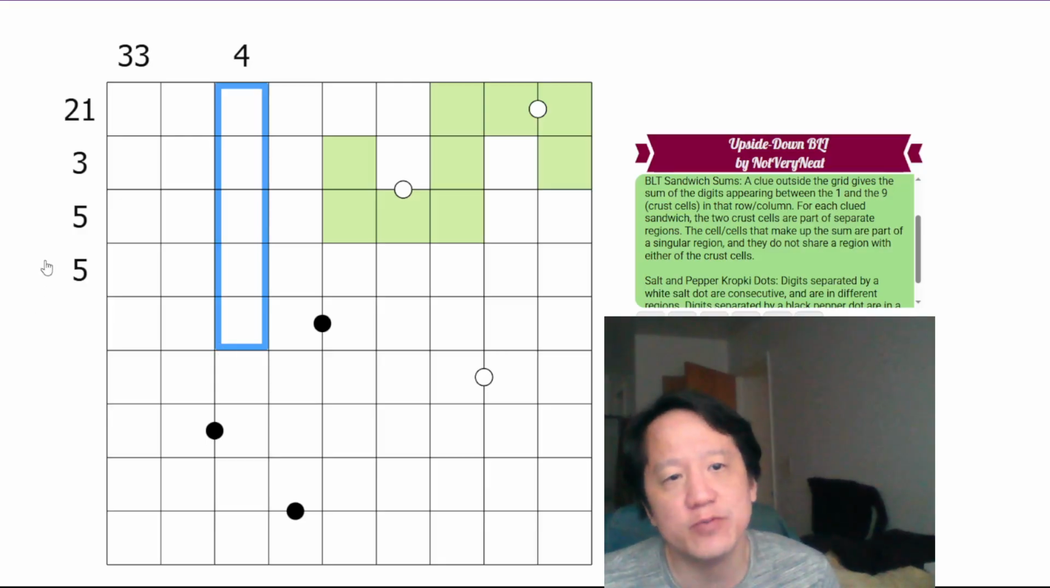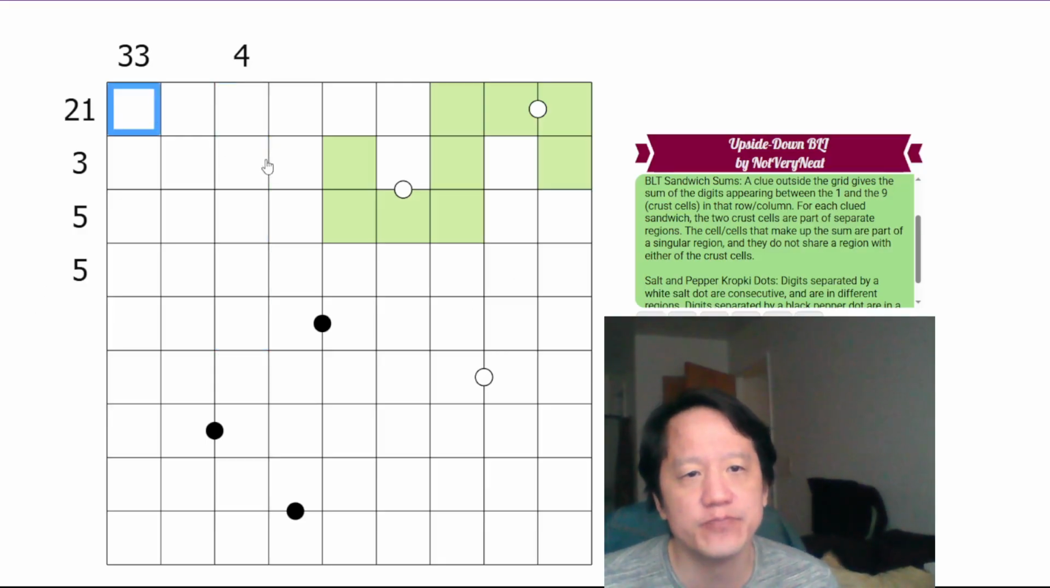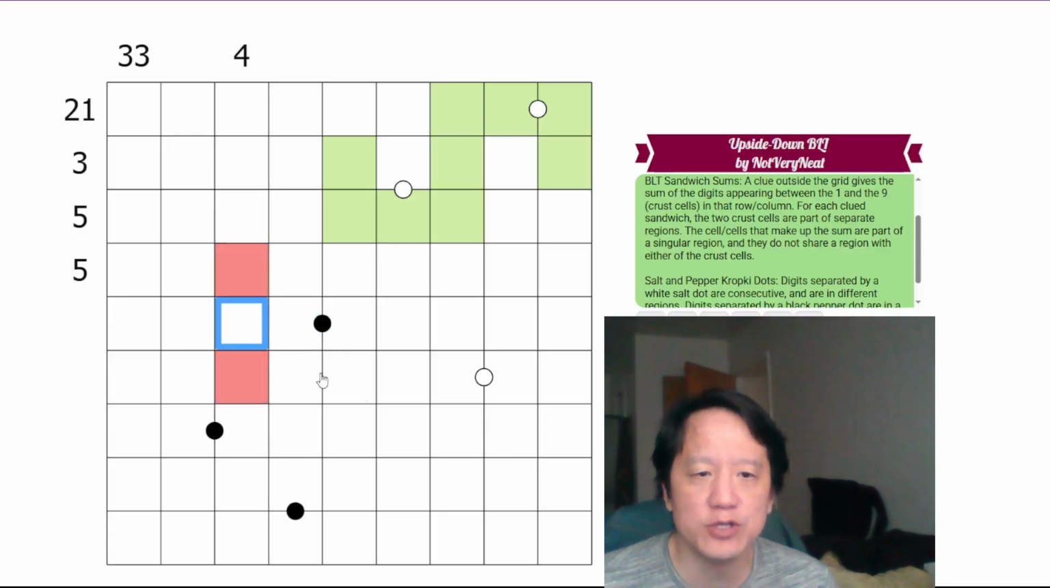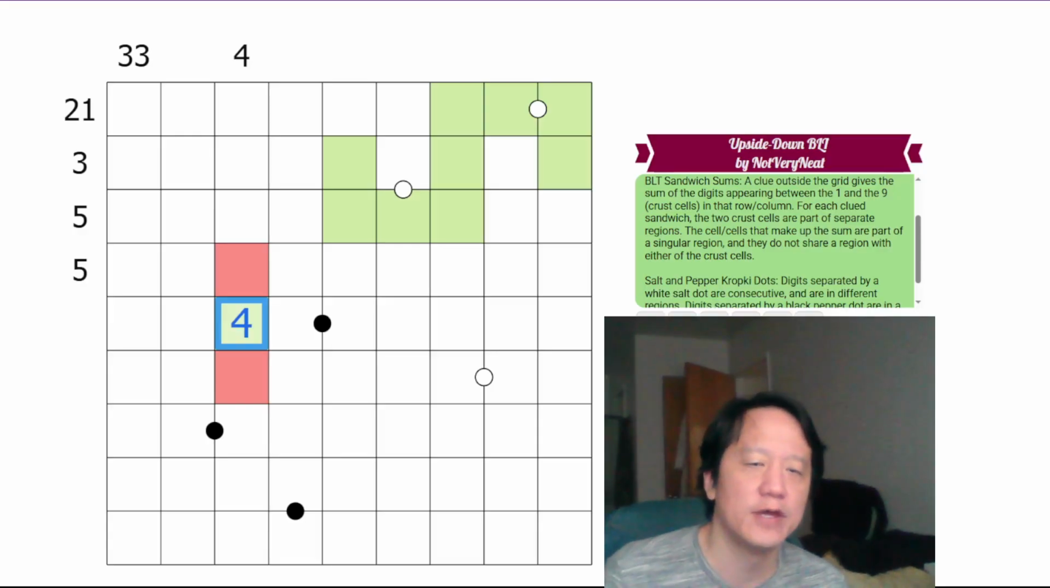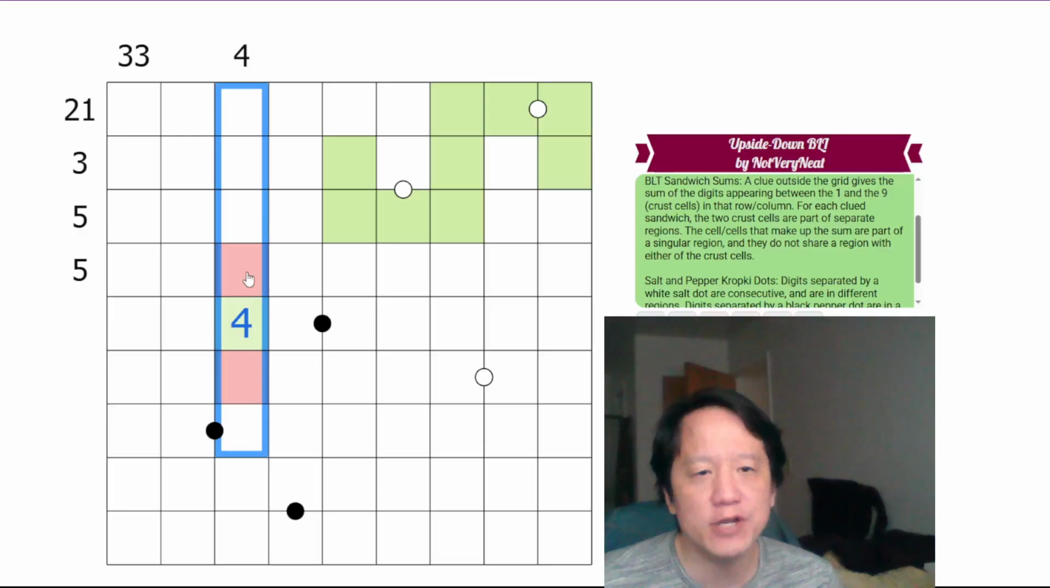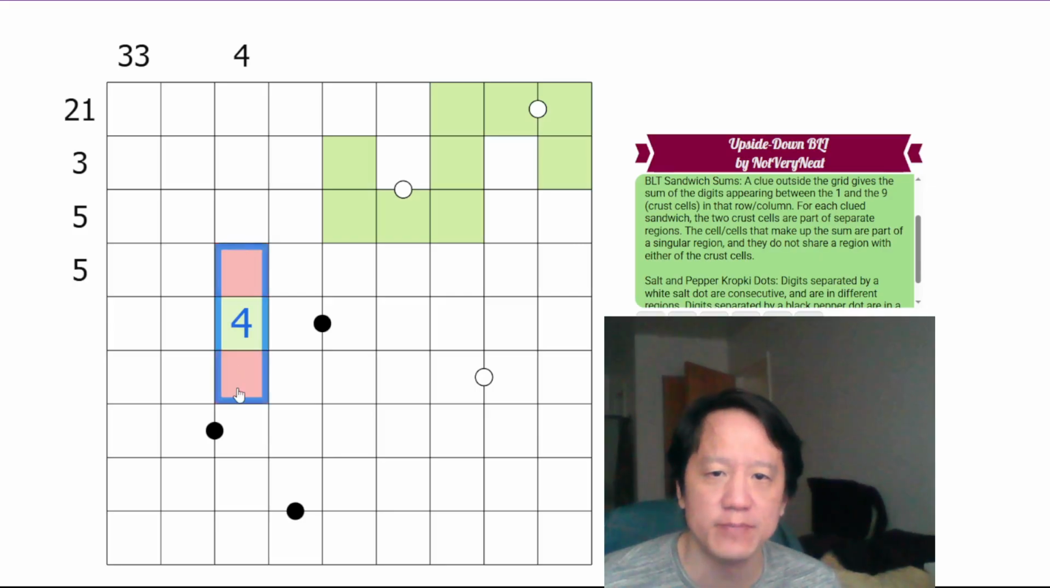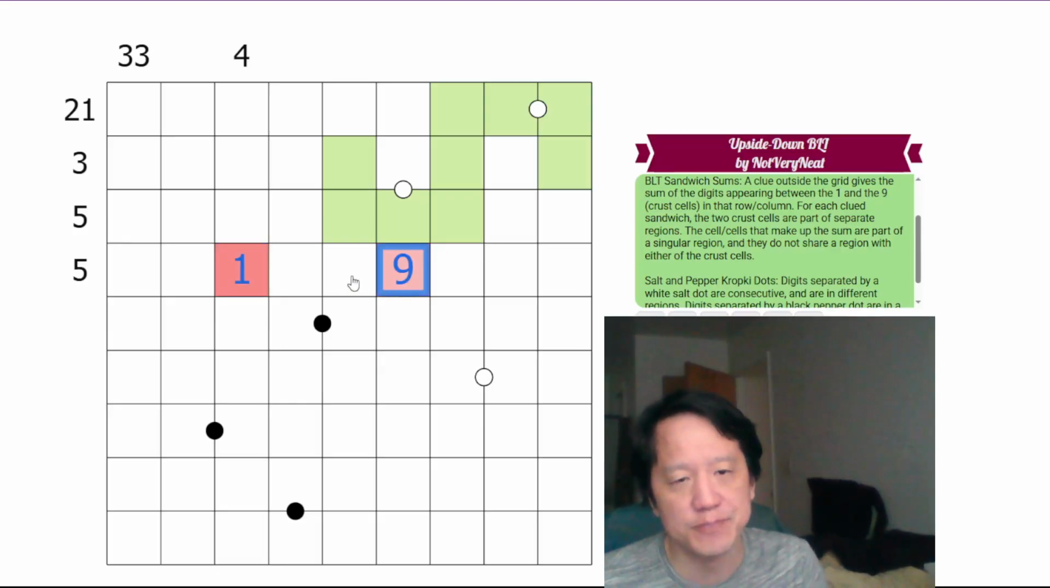So, for example, say we had here a crust cell here and a crust cell here. And between them, say we had the 4. Then base for this column. We know these crust cells are in different regions, and the cells that make up the sum are in a singular region. Actually, let's not use that. Let's use the 5 here. So we can do here this crust cell and this crust cell. So say this was like a 1 and this was a 9. And say we had 2 and 3 in between.